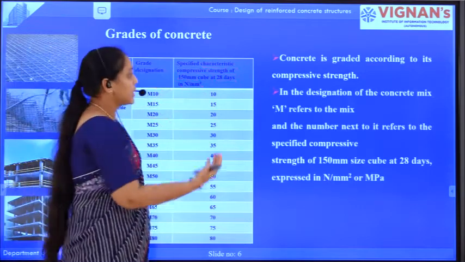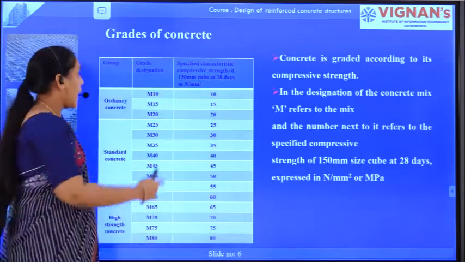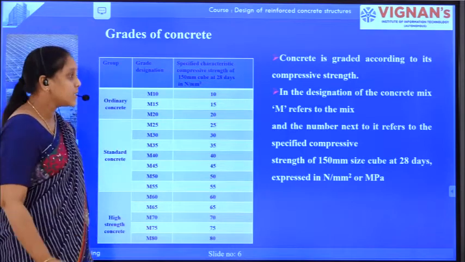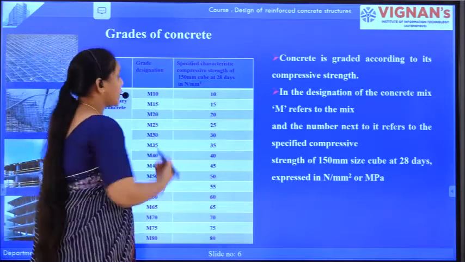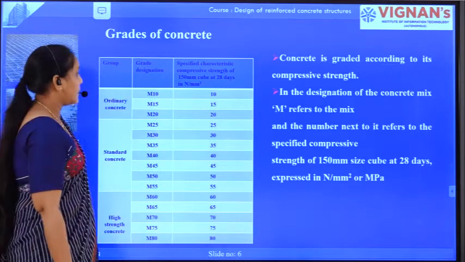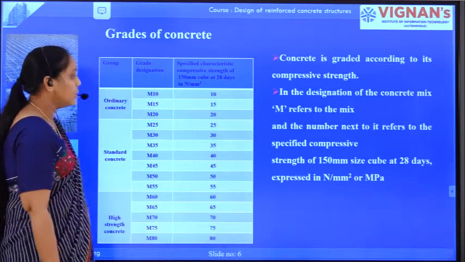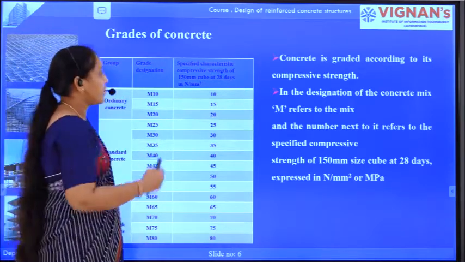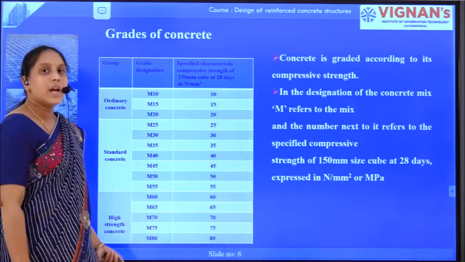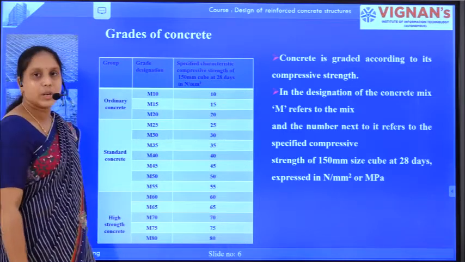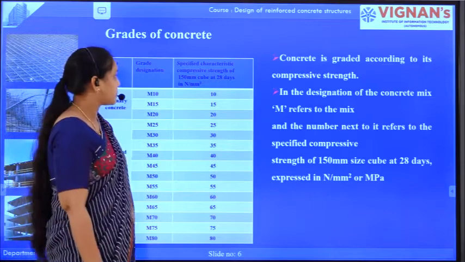So in the designation of the concrete mix, M refers to the mix, and the number next to it is the characteristic compressive strength of 150 by 150 by 150 mm cubes at 28 days in Newton per mm square.